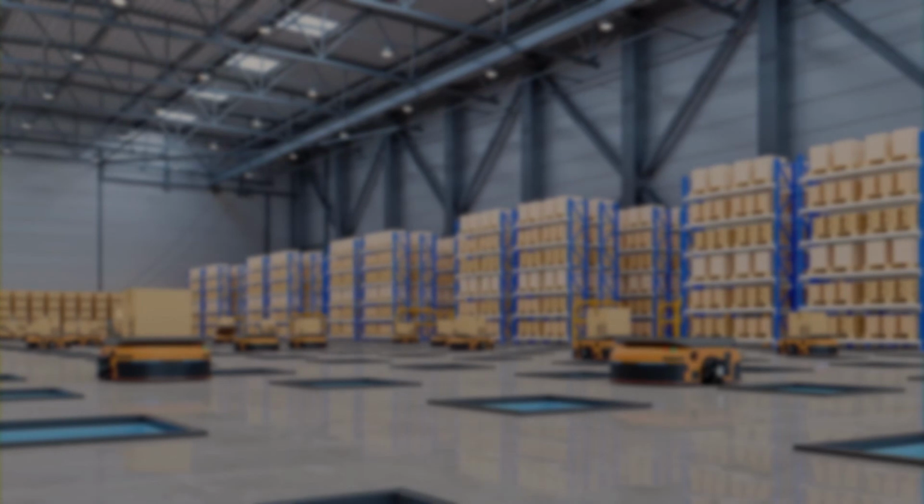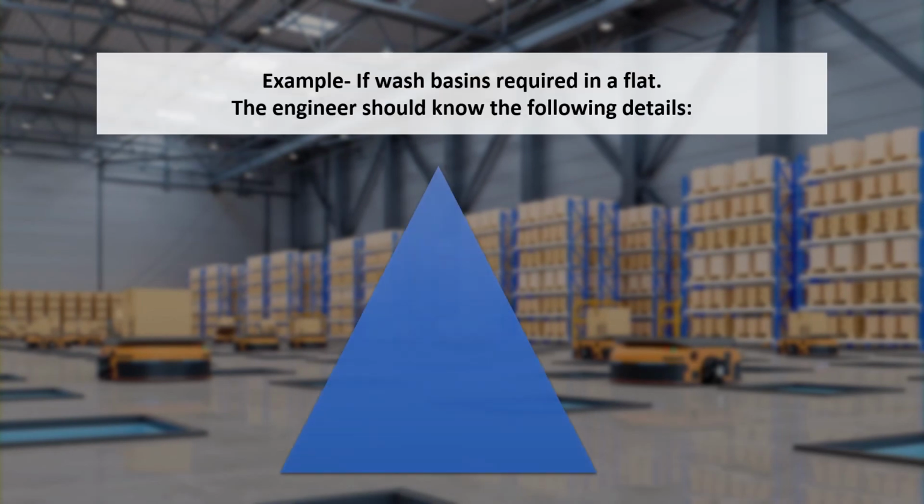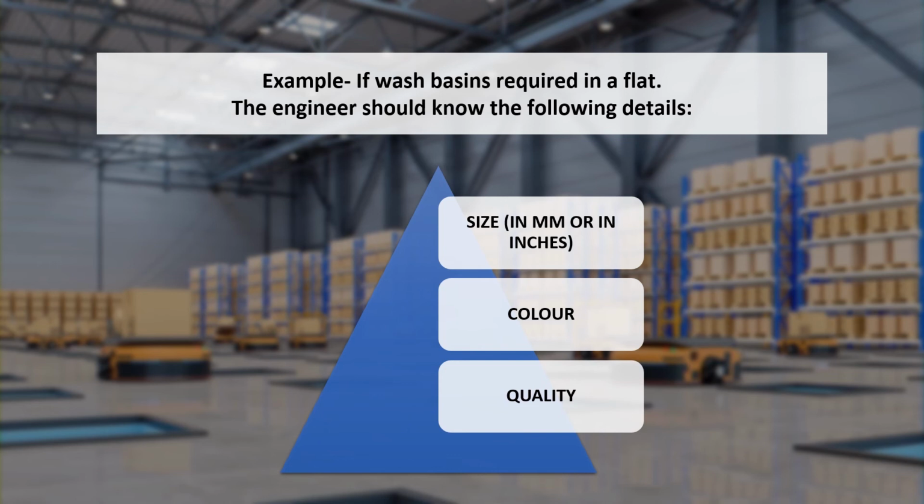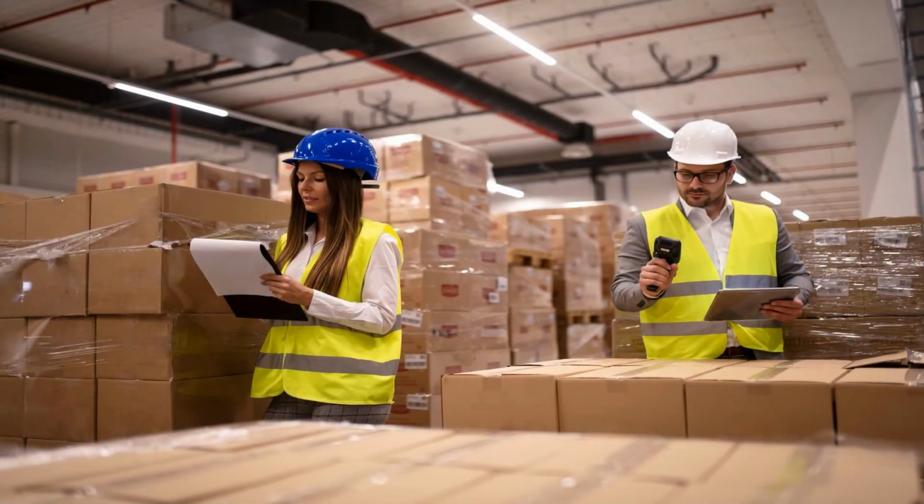Like for a wash basin which is required in a flat, the engineer should know the following details: what is the size of the wash basin, what is the color, the quality. Size and colors are very, very important because requirements may vary from one site to the other. Next, the unit. The engineer should know the unit of materials which is standardized as per market availability, and the payment terms with the supplier.